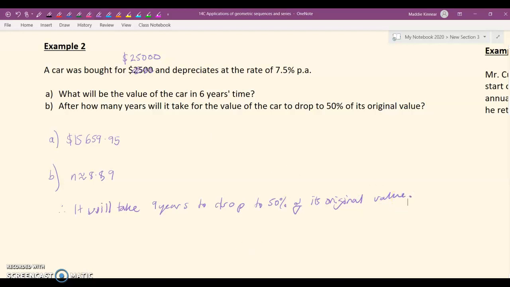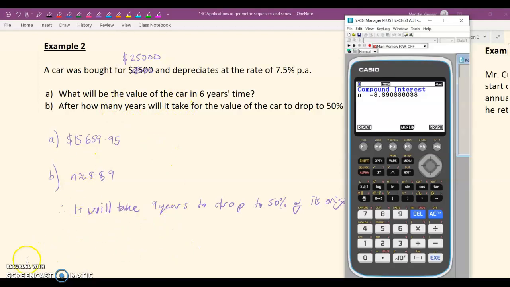So that is how you use the calculator function to answer these questions. And we're now going to have a look at what happens when payments move to be, instead of 0 each time, we're going to look at what happens when payments are more than that.